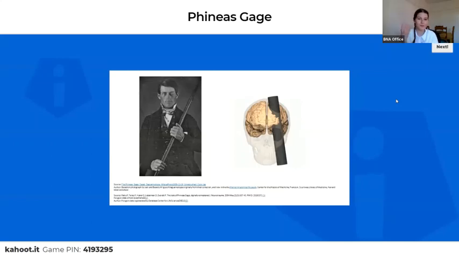But yes, this is what it looks like. That is the one giant metal rod that he's holding. That's the one that went through his brain. So this metal rod went through his right hemisphere, and actually it was through his frontal lobe.